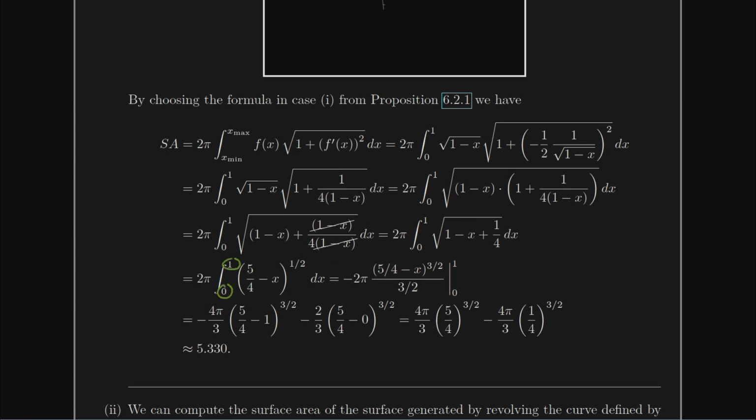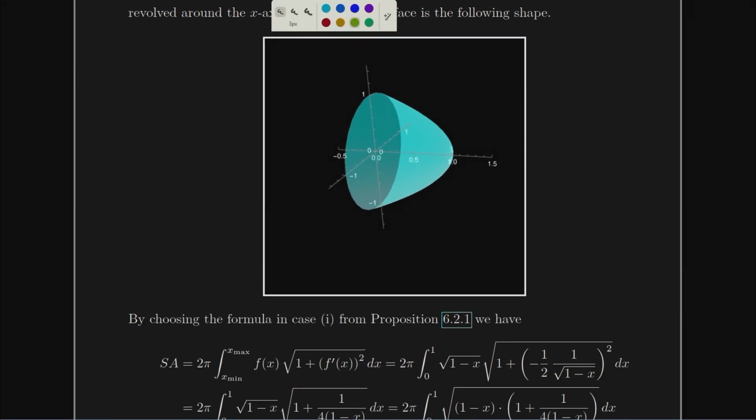If I plug my bounds 0 and 1 in, plugging a 1 in gives me 5/4 minus 1. Plugging a 0 in gives me 5/4 minus 0. Simplify that a little bit more. This is as good as it's going to get for a lot of these. They're never going to look beautiful, but they'll always look okay, I guess. Or you can plug that into a calculator, you get about 0.533. Of course, 0.533 is in units squared.